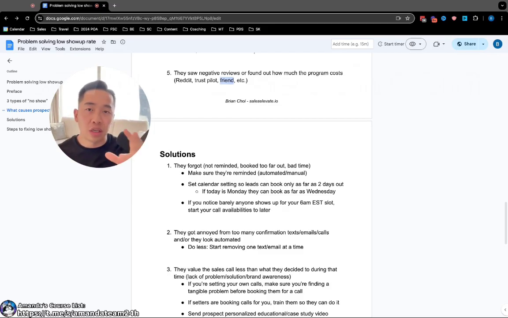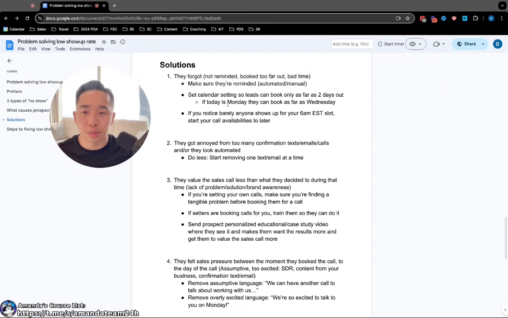And the price is, if they found out the program's like 10 grand, for example, on a Reddit review, or from a friend, they may cancel, want to hold off the call, or not show up because you haven't built the gap from where they are now to where they want to go on the sales call. When you do that, then on the call you can address concerns about the price. But when they just hear 10K, they're like, oh yeah, that's too much. Okay. So what are the solutions?